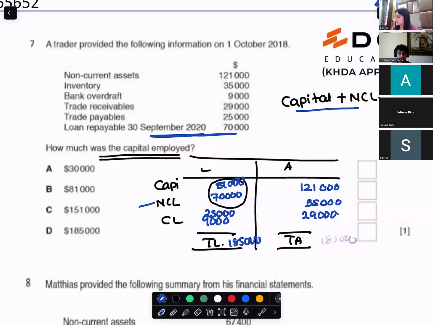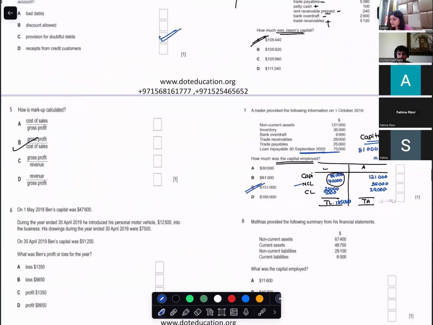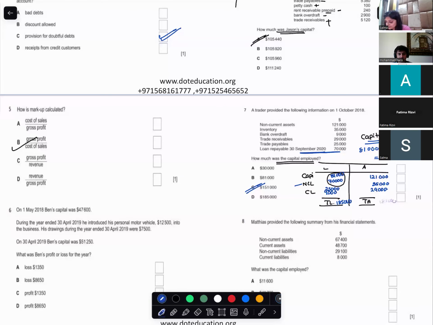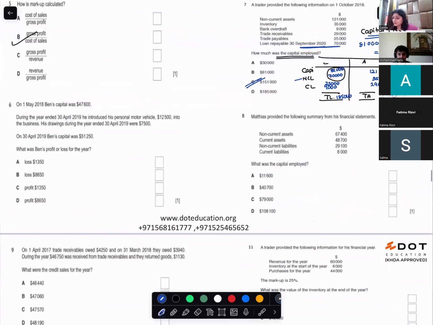When I talk about capital employed, it is capital plus non-current liabilities. So it will become 81,000 plus 70,000. 81,000 plus 70,000 makes it how much? 151,000. So 151,000 is your capital employed. Are you with me? Yeah. Okay. I want you to try this now.